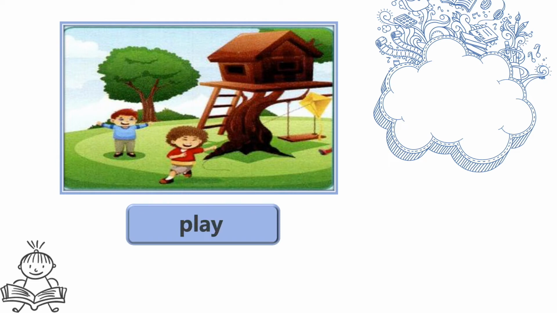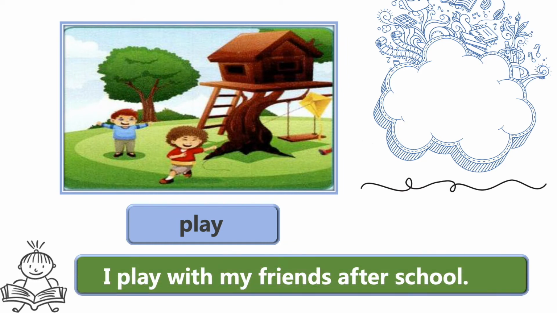Play. Follow after me. Play. I'll make this in a sentence. I play with my friends after school. Again, I play with my friends after school.